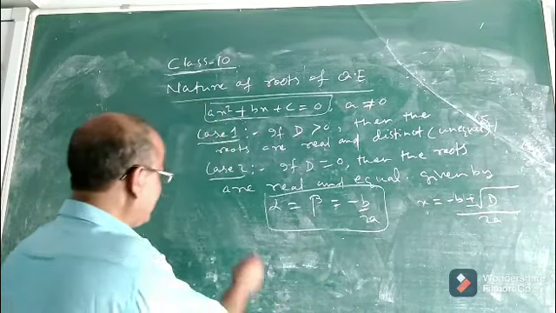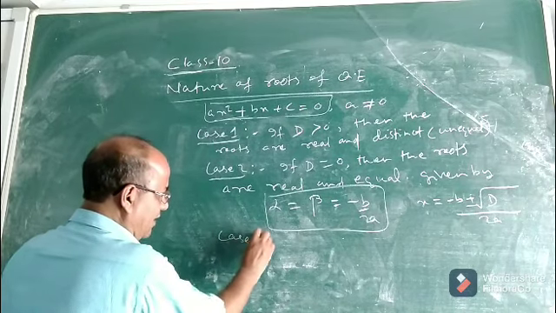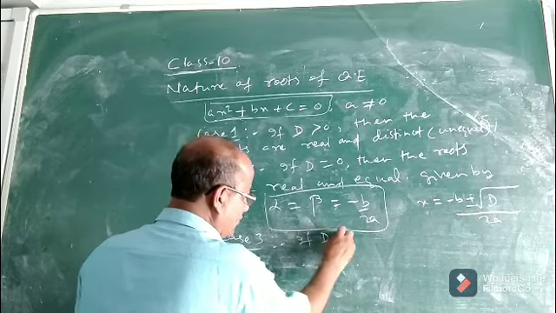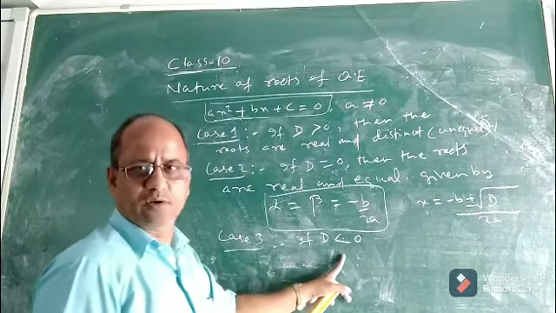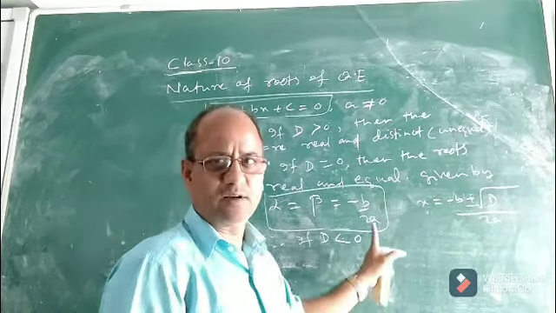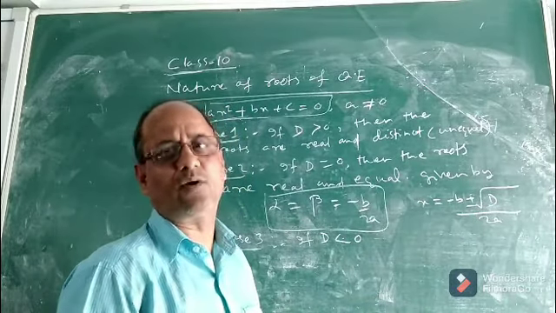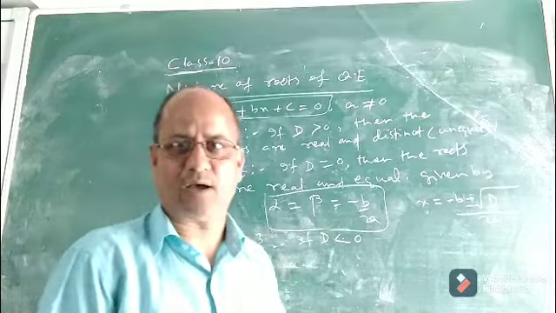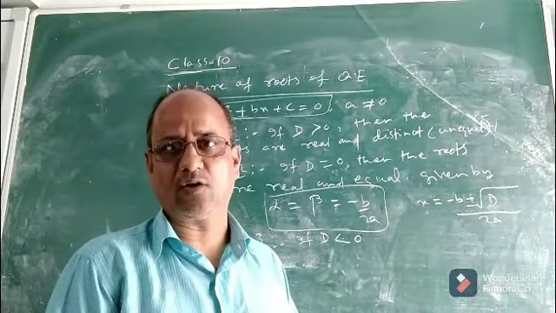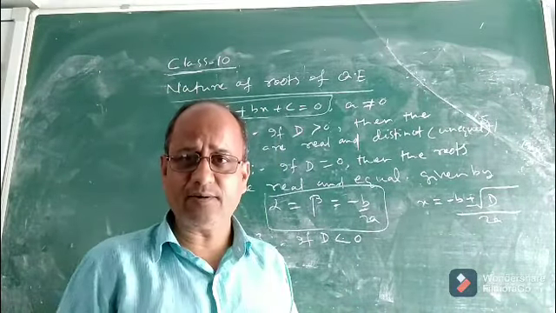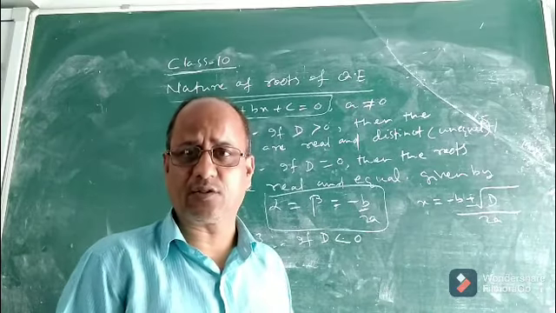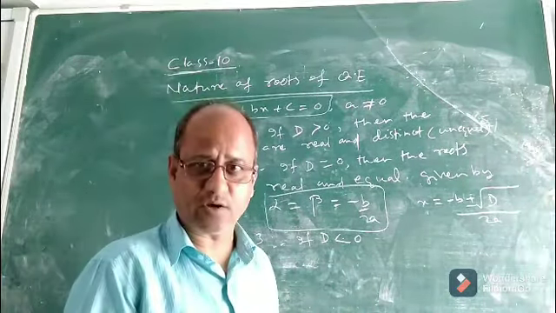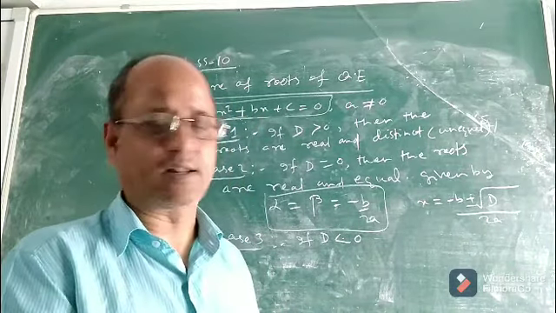Okay. Now case 3. It may happen that the value of d is negative, less than 0. If the value of d is less than 0, meaning the discriminant of the equation is negative, then what will happen? Do you think the quadratic equation will have real roots? Not at all. If the discriminant is less than 0, the equation has no real roots. That means the roots are imaginary.